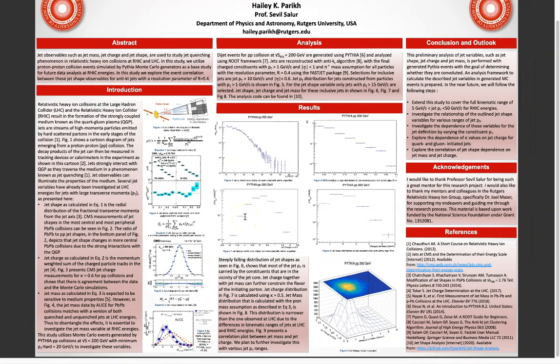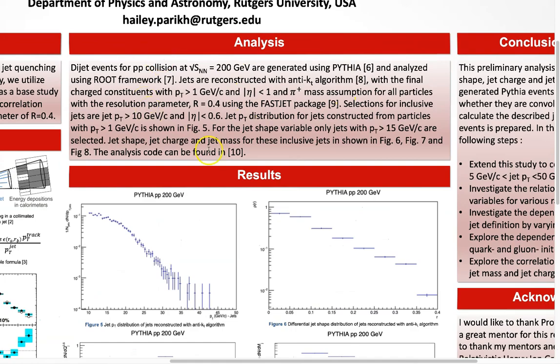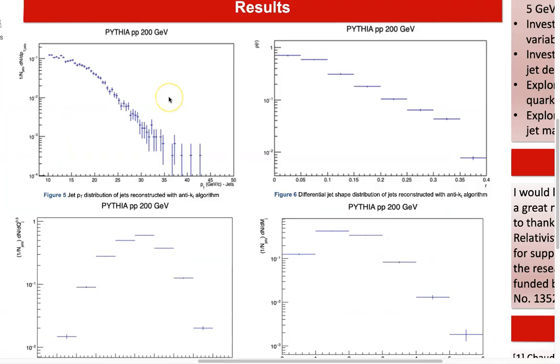In this study, I have used the ROOT framework to analyze dijet events generated by Pythia for proton-proton collisions at a center of mass energy of 200 GeV. Jets were reconstructed using the anti-kT algorithm with a resolution parameter of 0.4. Cuts for the constituents and the inclusive jets were applied, as given here. These selections are made for RHIC energies. This figure here shows the jet pT distribution.